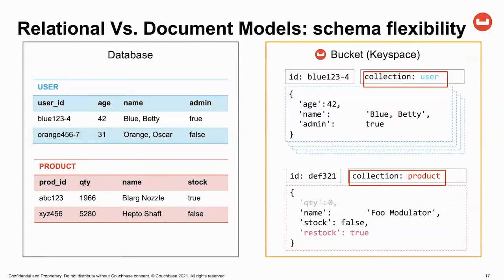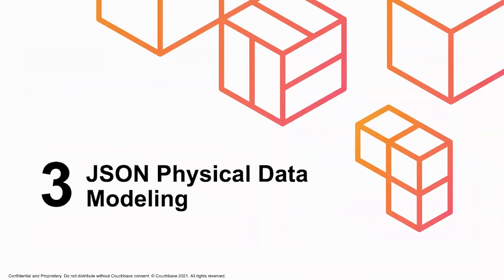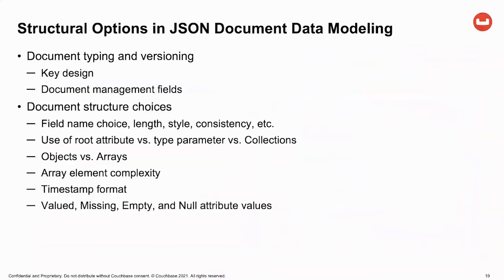Okay. So let's talk about JSON physical data modeling. When we are talking about physical data modeling, there are various structural options in JSON data modeling. The first thing is document type and versioning, under which we have the key design and document management fields. So you want to talk about how you are going to design the keys and how you are going to add certain extra documents that are used to manage the document itself. Other than that, I also have to take care of my document structure, and there are various choices for that. Say, for example, the choice of field name, length, style, consistency, the choice of root attribute versus type parameter, which we usually used in the previous version of Couchbase, okay, versus collection.